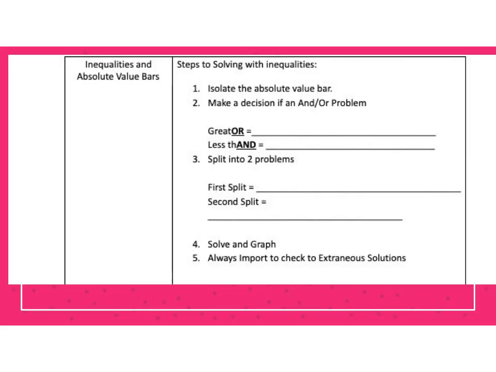Okay, steps to solving inequalities when you have absolute value bars. So we know what absolute value bars look like. They make any number between them positive. Okay, so if I had the absolute value of a number equals 7, I could put in 7. I could put in -7 because the absolute value of -7 would be 7. So that's how absolute value bars work. So the first thing to do is just to isolate them.